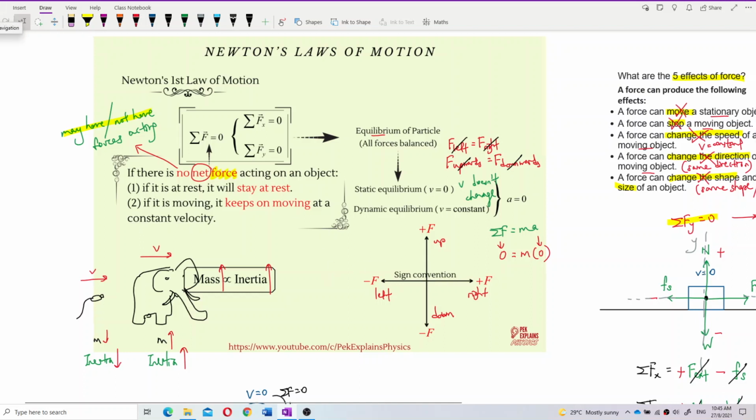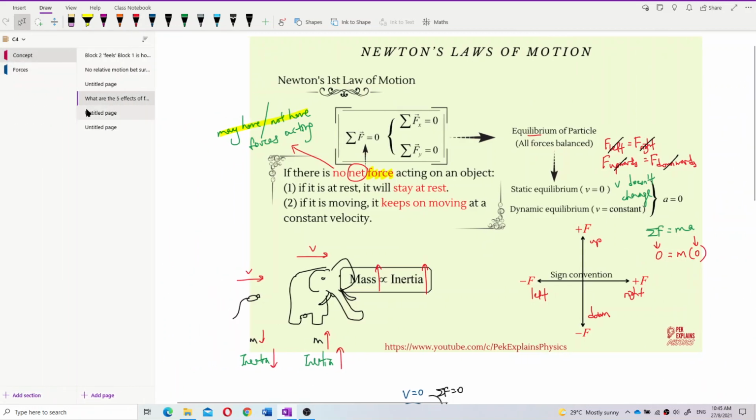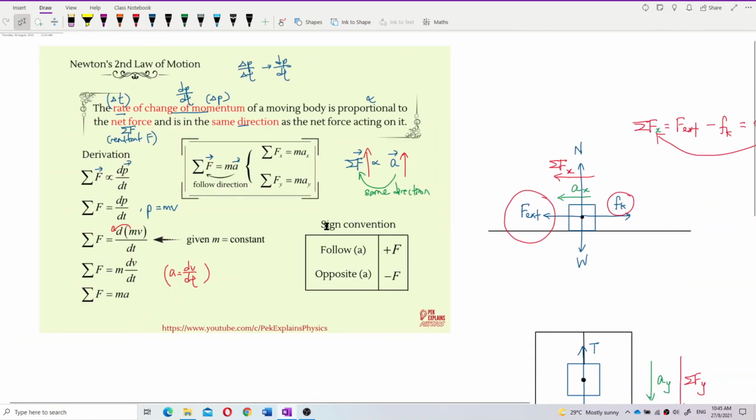Remember, in Newton's first law, for equilibrium where total force equals 0, we set force to the right as positive, force to the left as negative. But in Newton's second law, we don't follow that way. To make things easier, we follow acceleration. The force that follows acceleration becomes positive. The force that is opposite the acceleration becomes negative.